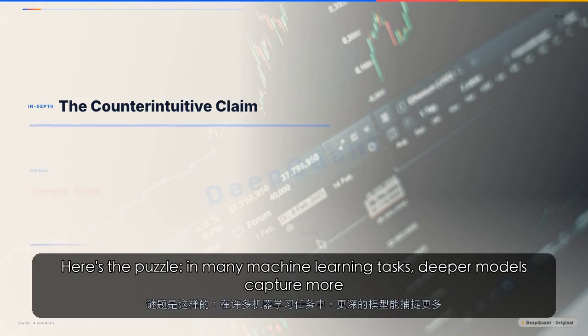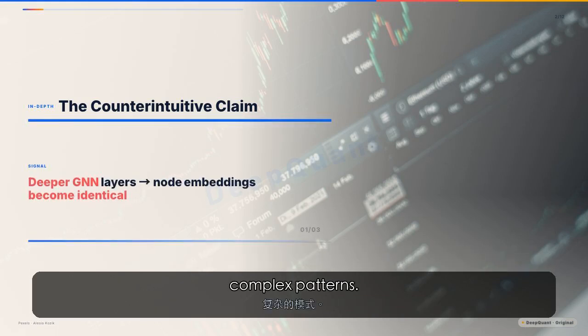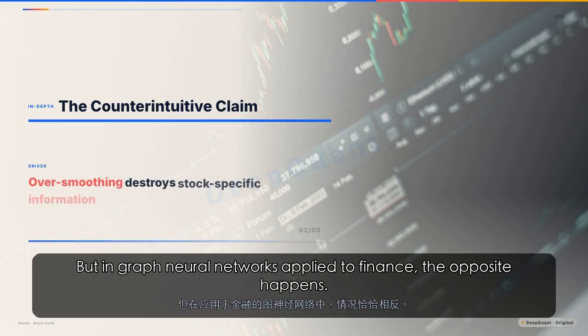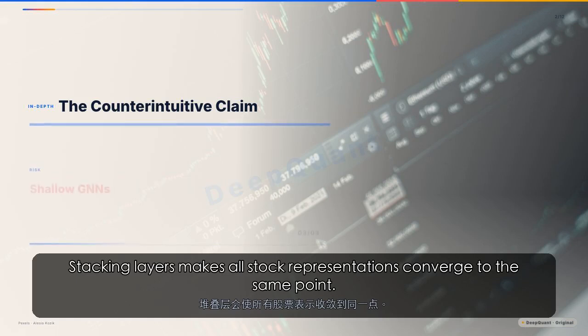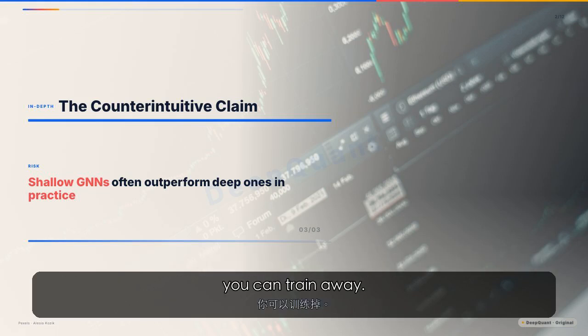Here's the puzzle. In many machine learning tasks, deeper models capture more complex patterns. But in graph neural networks applied to finance, the opposite happens. Stacking layers makes all stock representations converge to the same point. This is oversmoothing, and it's a fundamental limit of the math, not a bug you can train away.